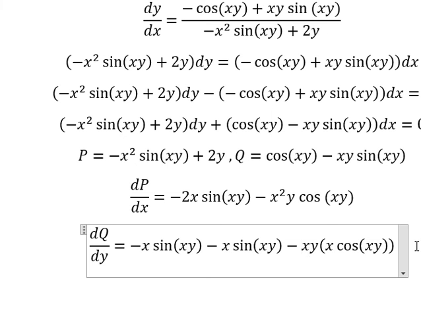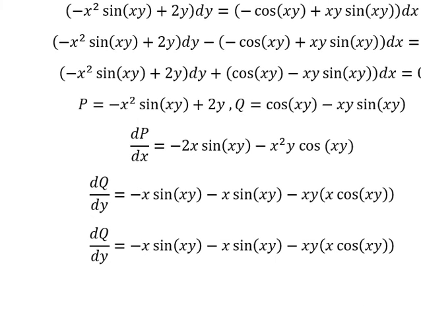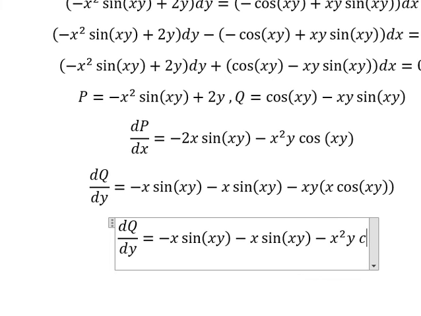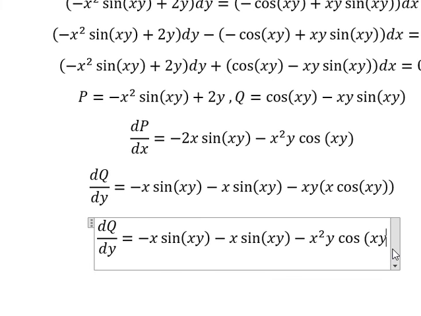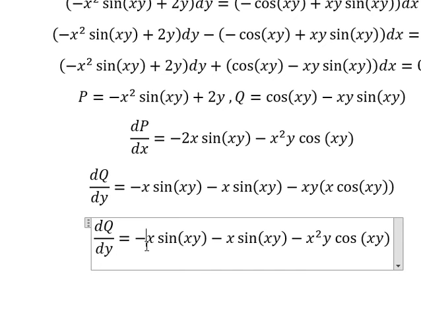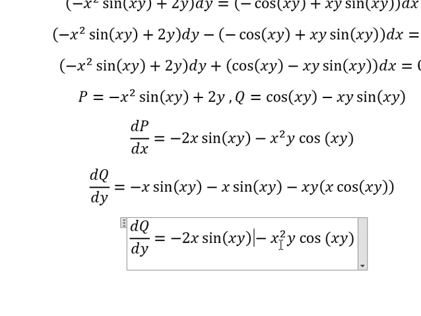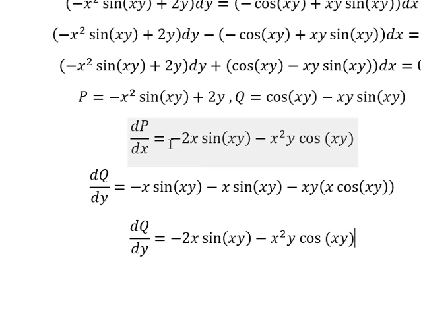So this one, we can write into s squared y cosine sy. This one, we have negative 2s sine sy. And we see that this one is same with this one. So we can say this is exact.